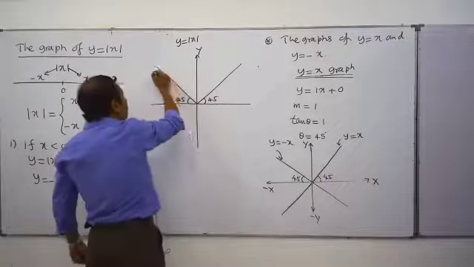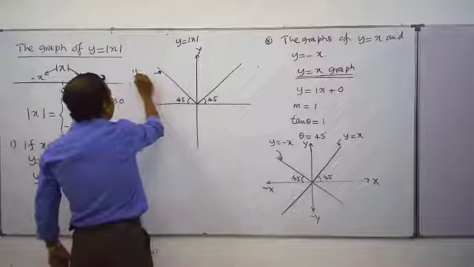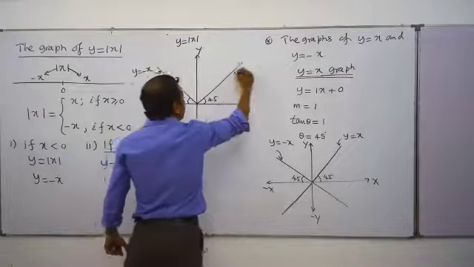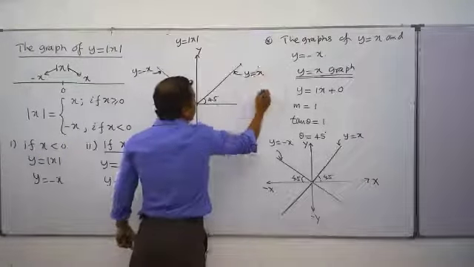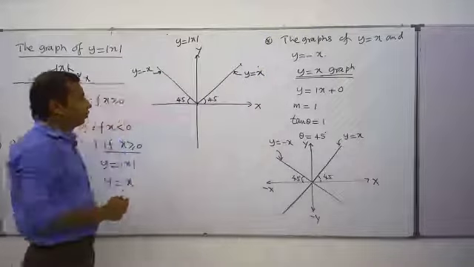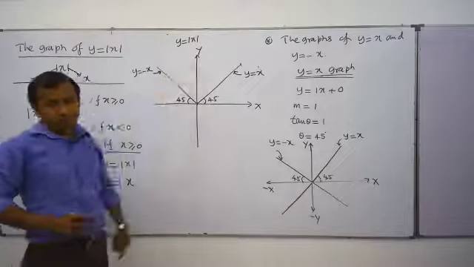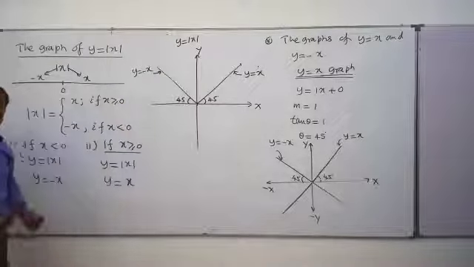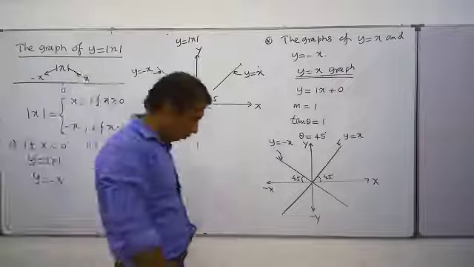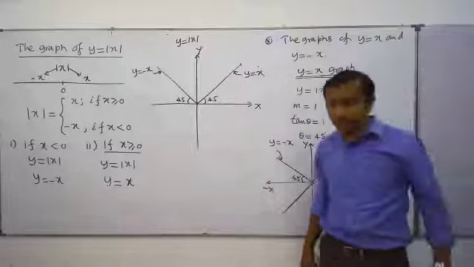If we consider this branch individually, from here to here, its equation is y equals minus x. If we take this part from here to here individually, this is y equals x. So this is the graph of y equals mod x. Sketch the graph.